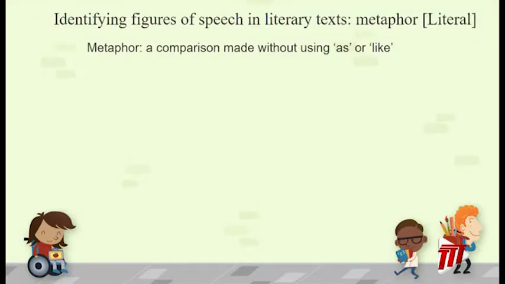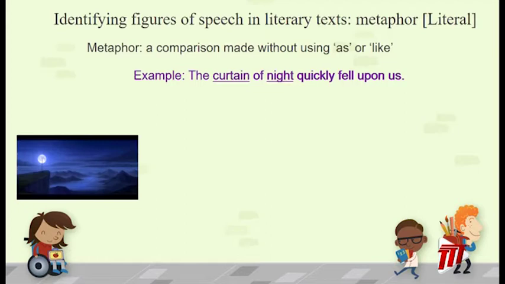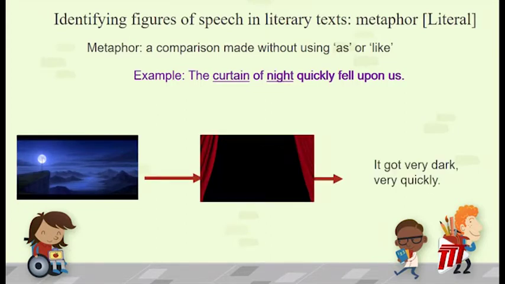Another type of figure of speech would be the metaphor. A metaphor is a comparison made without using as or like. An example would be, the curtain of night quickly fell upon us. Here, the night is compared to a curtain. What happens when a curtain is drawn? It normally gets very dark very quickly. Here, the descent of darkness is compared to a curtain being drawn, telling us that it got dark very quickly.